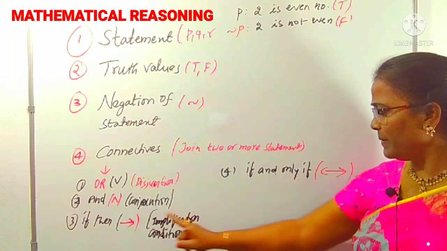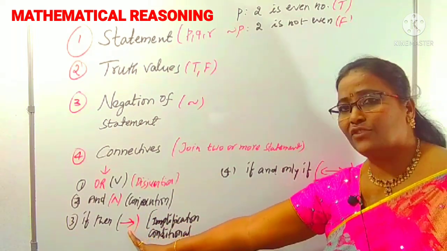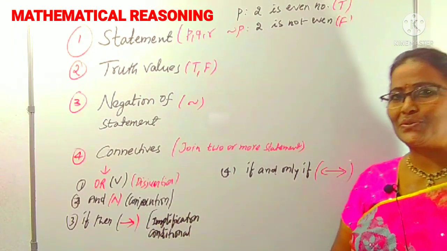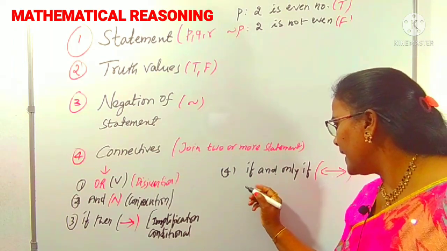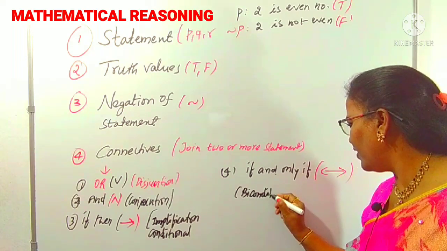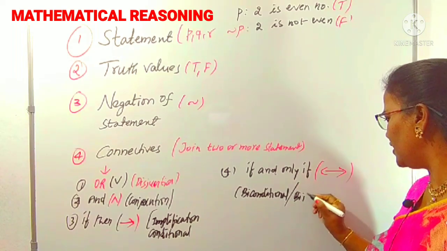Maybe instead of a single line we can use a double line also. But a one-sided arrow you have to take in case of if then. In case of if and only if, we have to use a two-sided arrow. Other name for this one is biconditional, also known as bi-implication.